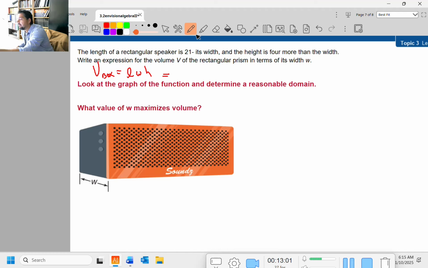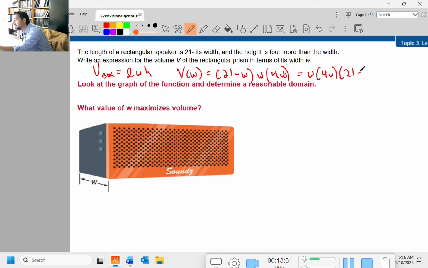So we're going to call the width x. Well, actually, we're going to write it in terms of w. So let's do this properly. The volume as a function of w is its length, which is 21 minus the width, times its height, which is 4 more, times its width w, times its height, which is the width times 4. Now, if we clean this up, it would look like w times 4w times 21 minus w.